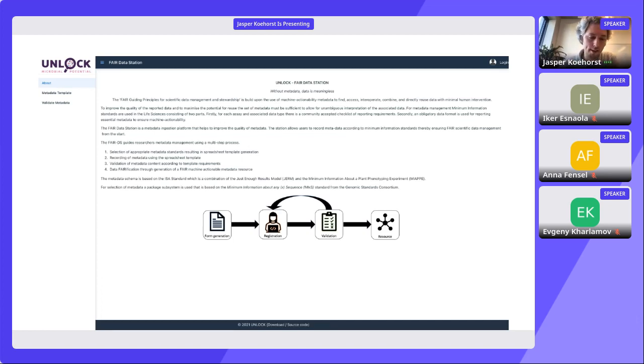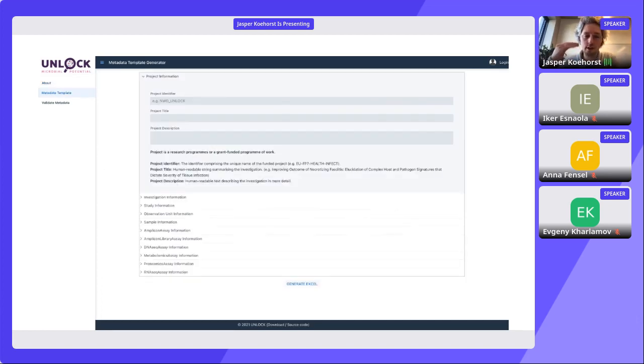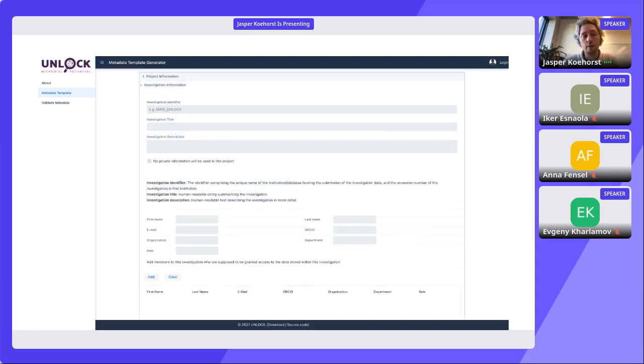Then you have the metadata template where you can actually start registering your information about the project. So what is the project about? What is the title? Do you have a long description about this project that might span 4 or 5 years in running? Then within this project, you have your investigation or multiple investigations that are being performed. And each of these investigations have their own identifiers, the descriptions, the title, but also user credentials of who is allowed to have access to this particular study.